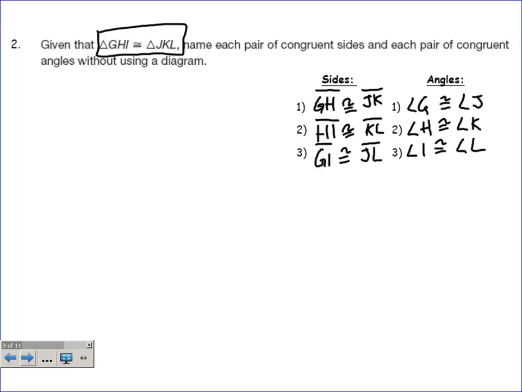When you're finished, you can check yours against mine. All I did is list these in order: the first, second, third one, 1, 2, and 3. And I listed these first, second, third one. And I put the congruency symbols in between. So it all worked out.